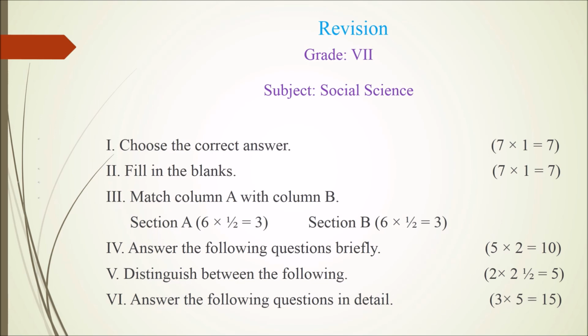First, you have to read the question carefully. Then you have to write the question number 1 and then write the correct option. If B is correct, then write option B and write the correct answer. Likewise, you have to answer all the 7 questions.